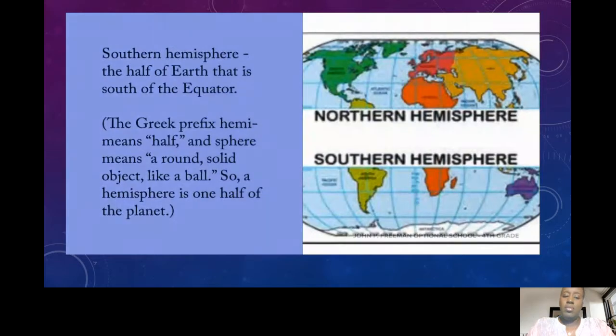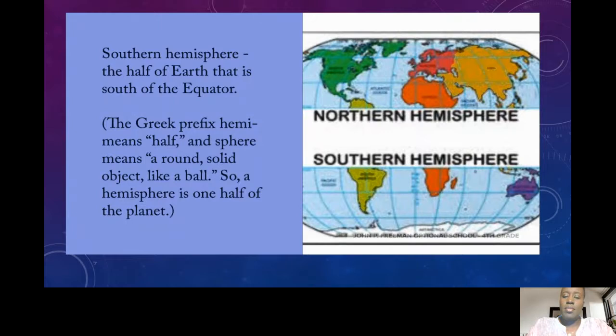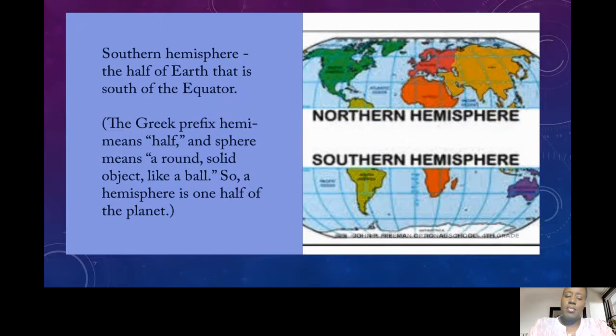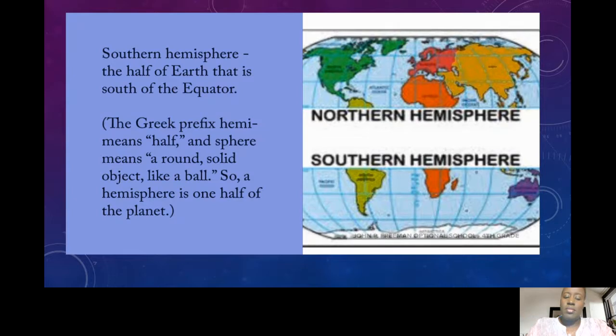Southern hemisphere, the half of Earth that is south of the equator. Please note, the Greek prefix hemi means half, and sphere means a round, solid object like a ball. So a hemisphere is half of the planet.